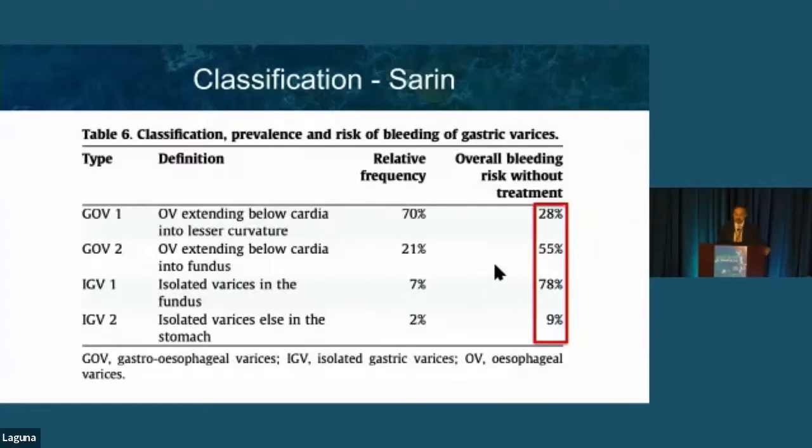So this is a review of the Sarin classification, as we all know. These GOV1 varices or gastroesophageal varices that extend down through the cardia on the lesser curvature, they're the most common. You can see the bleeding rate of about 28%. The ones we tend to worry about the most are the GOV2 and IGV1. And you can see the high rates of bleeding here. So these are the ones that I'm going to focus on today in the talk.